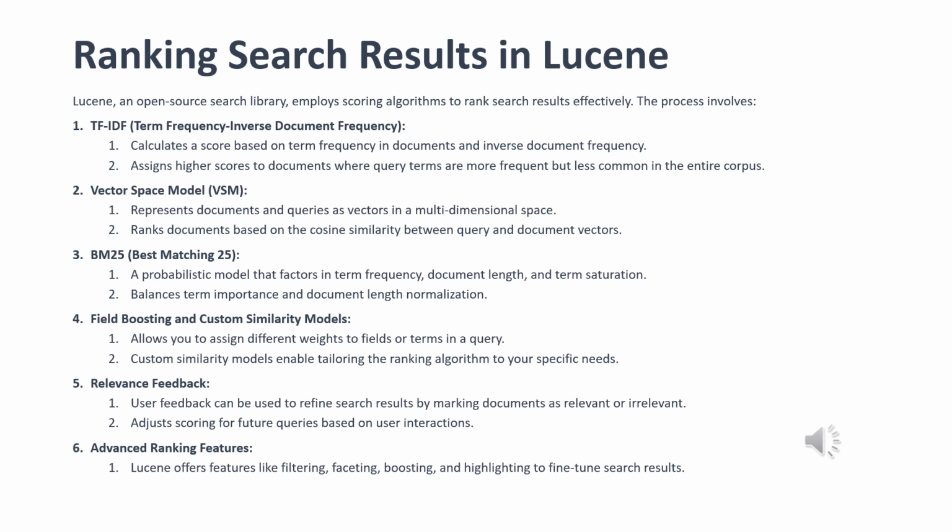And the custom similarity models enable tailoring the ranking algorithm to your specific needs. Relevance feedback is nothing but user feedback that can be used to refine search results by marking documents as relevant or irrelevant. It also adjusts scoring for future queries based on user interactions. And Lucene offers features like filtering, pasting, boosting, and highlighting to fine-tune search results.